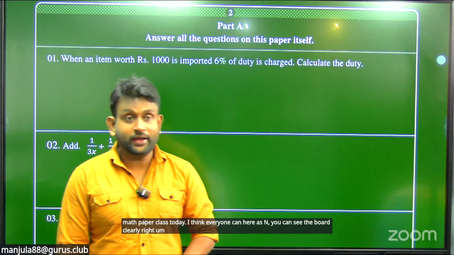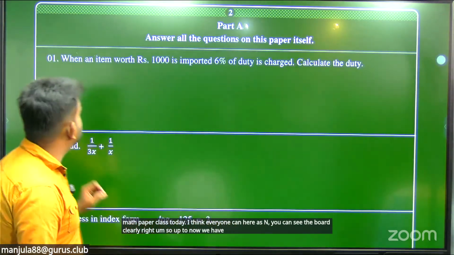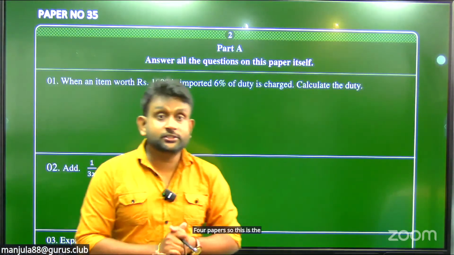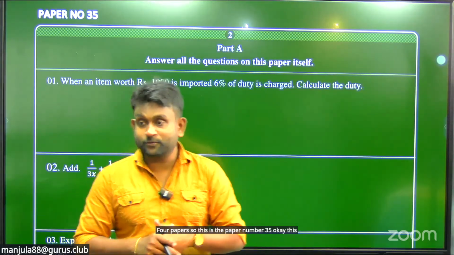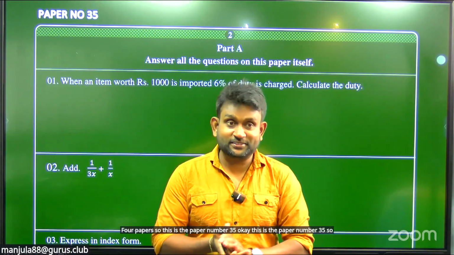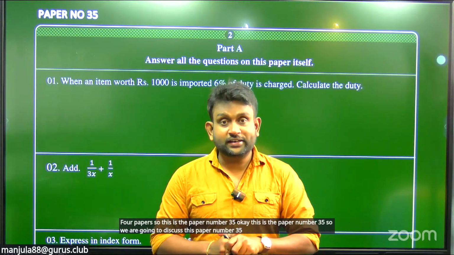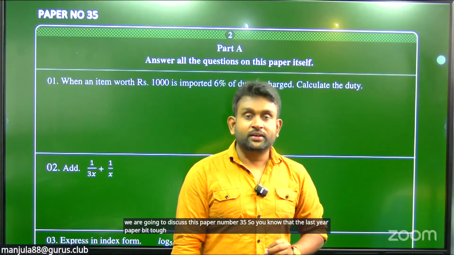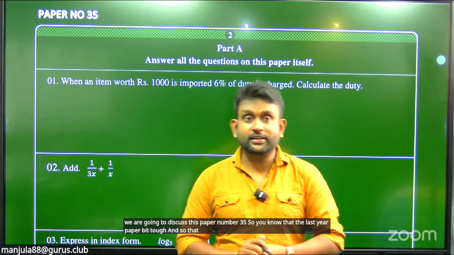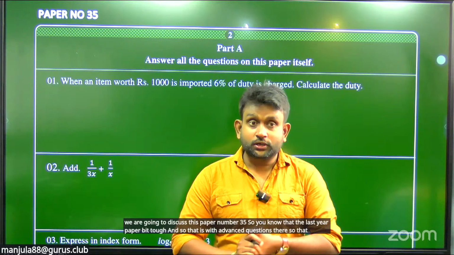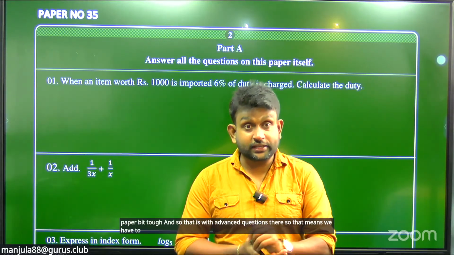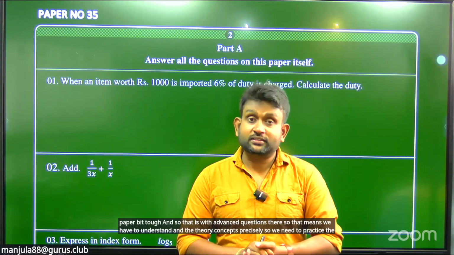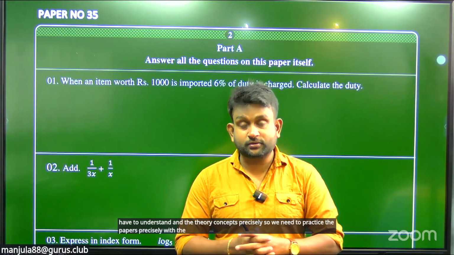Up to now, we have completed 34 papers. So this is paper number 35, and we are going to discuss it. You know that last year's paper was a bit tough and had some advanced questions. That means we have to understand the theory concepts precisely, and practice the papers with proper theory knowledge.